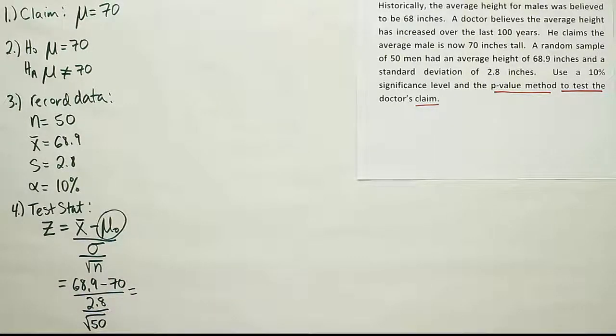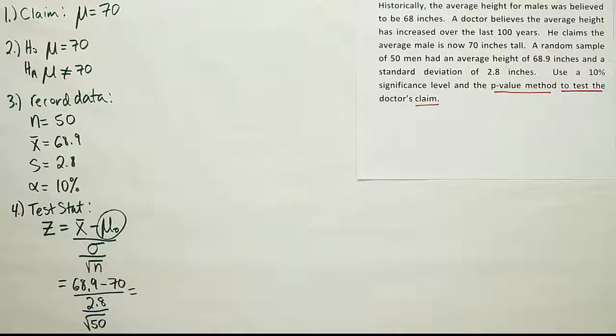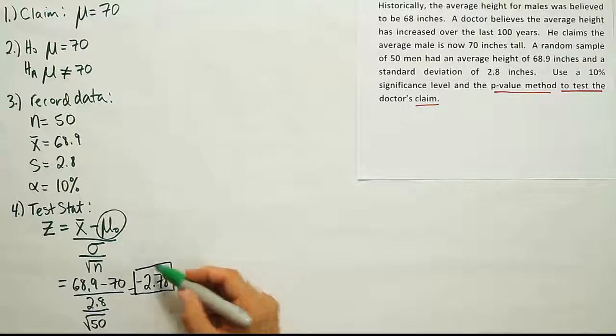Let's calculate it with our calculators. So 68.9 minus 70 divided by 2.8 divided by the square root of 50. Okay, so we end up with minus 2.7779, so I'll call it minus 2.78. Remember, when working with the p-value method, it's important to round your test stat to the hundredth place. In other words, 2 decimal places. Okay, so we have that.